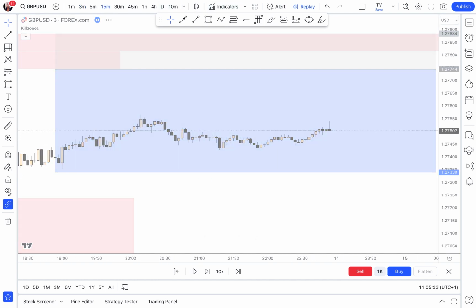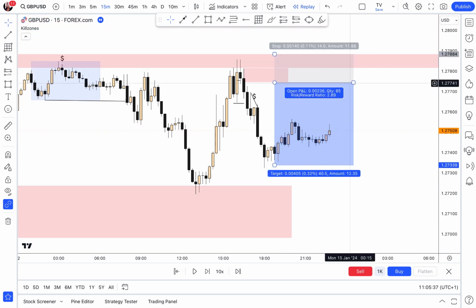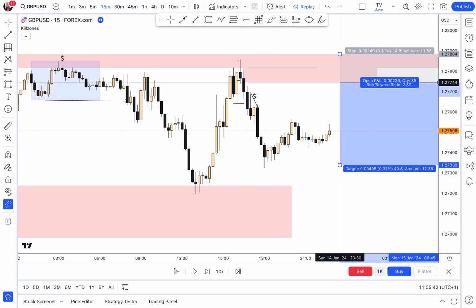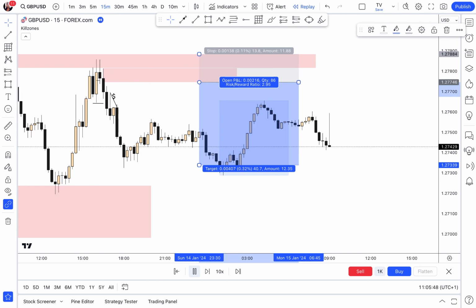Let's move to a higher time frame, okay, and see what price is doing. So I still have this level actually. I'm still looking at this level for possible sells. Let's see what we have right there.